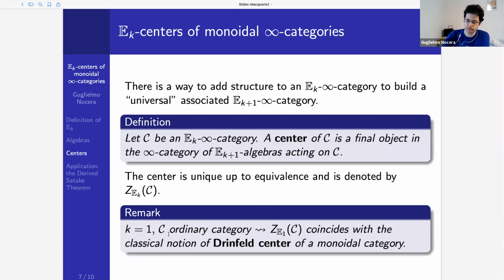And in the example I was talking about, you obtain the notion of Drinfeld center. Perhaps some of you have already heard about this. The Drinfeld center is an E2 category, a braided category, and coincides with the center according to the definition we have given in this slide. Okay.